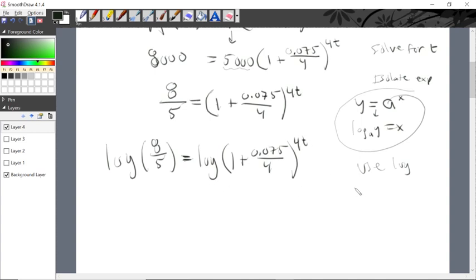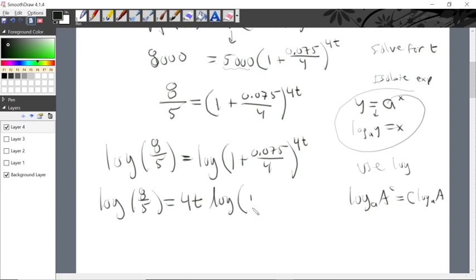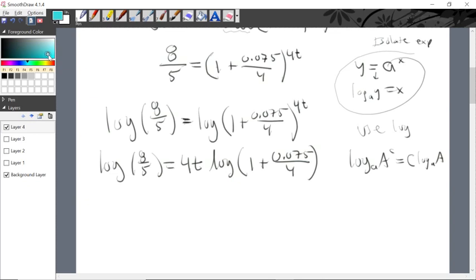Now we can use the law of logarithms to pull the exponent to the front. So we have the log of an exponential. We can pull the exponent to the front, like so. And the exponent here is 4 times t. So we have the log of 8/5 is equal to 4 times t times the log of 1 plus 0.075 over 4.